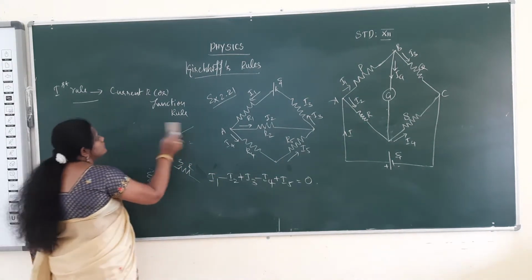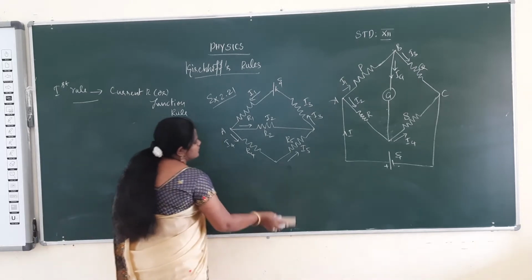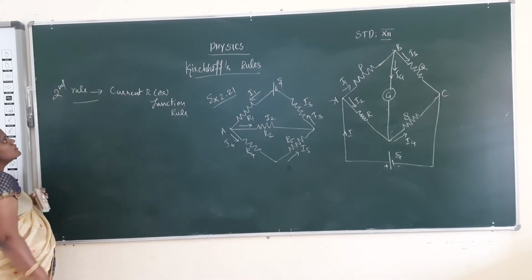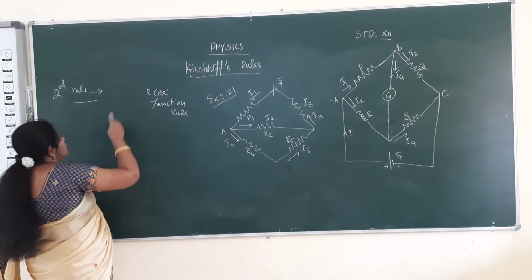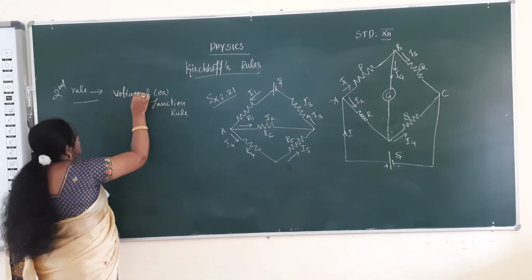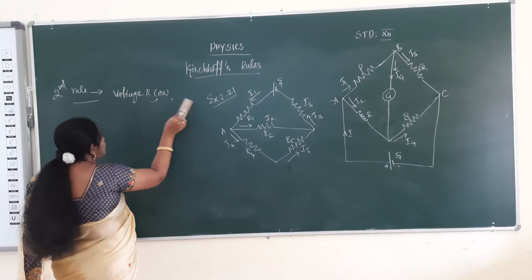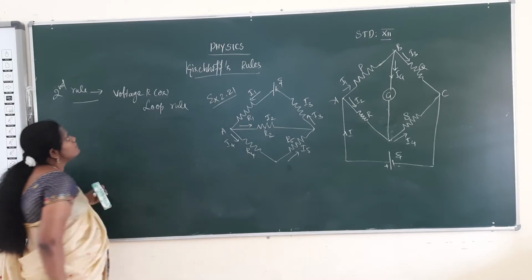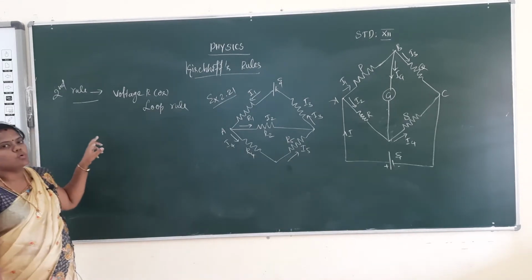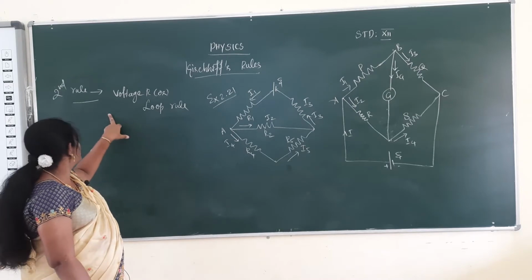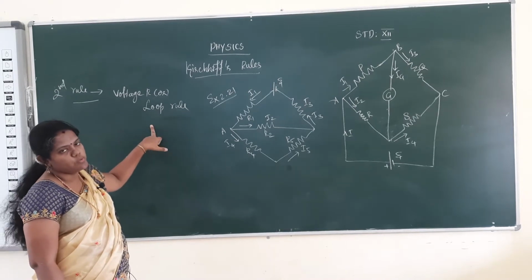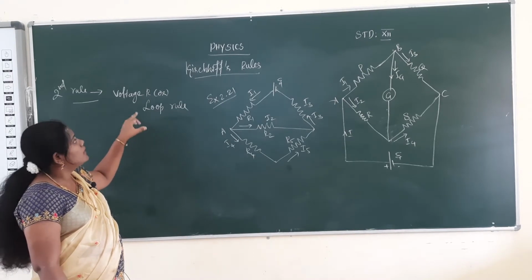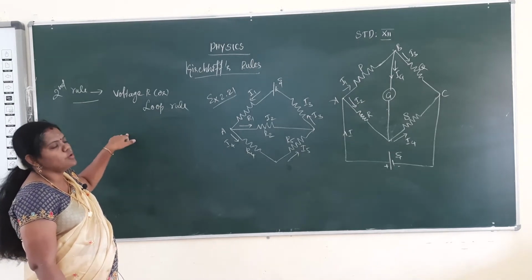And then the second rule. Kirchhoff's second rule is the voltage rule, also called the loop rule. The first rule is called the current rule or junction rule, and the second rule is called the voltage rule or loop rule. In older books from about three years ago, they were called Kirchhoff's first law and second law, but in the current book they are called the first rule and second rule.